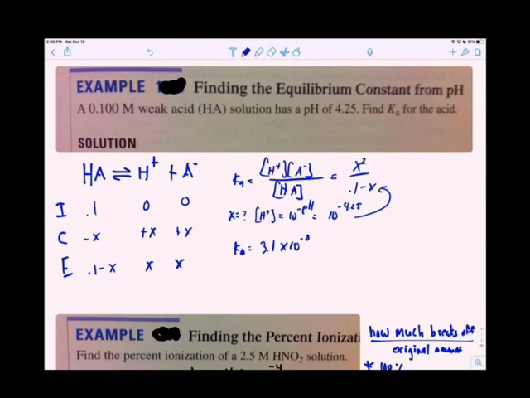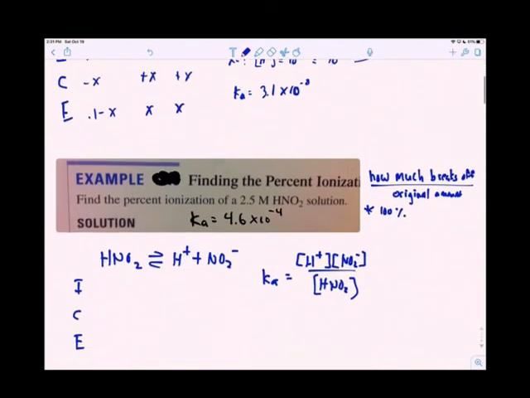So one thing about this, though, don't just get stuck on doing a problem the same way each and every time. You have to be able to think outside the box sometimes. So this is an example where, yes, you're already in the ICE chart, but you can use that to your advantage, recognizing that x, your extent of reaction here, is your hydrogen ion concentration, and then working back that way.